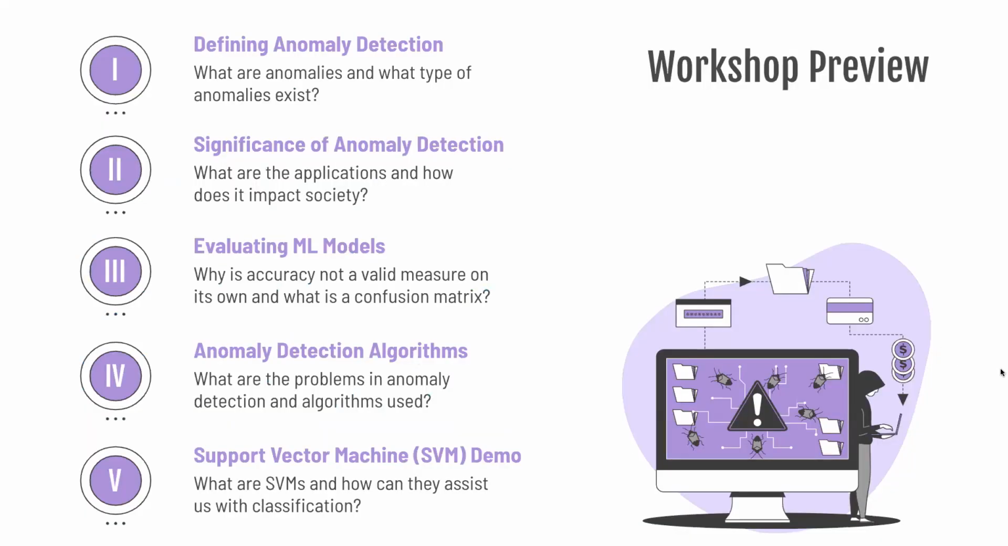Before we begin, we're going to give a quick preview of the topics that we're going to cover in this workshop. First of all, we're going to define what anomaly detection is and what anomalies are. And then we're going to go over the impact of anomaly detection and the applications in the real world. Next, we're going to cover how to evaluate machine learning models. Although this is applicable to anomaly detection, it is applicable to the whole of machine learning. Then we're going to go over the categories in anomaly detection, the problems that anomaly detection is used for, and the possible algorithms you can use. Finally, we're going to end this workshop with a demo on support vector machines, or SVMs.